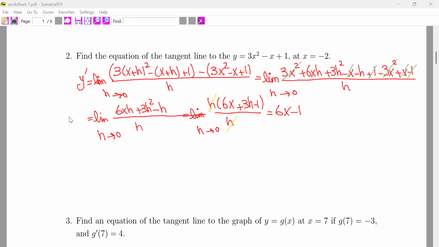Now, using the point that is given to us, x equals negative 2, the slope will be 6 multiplied by negative 2 minus 1, which is negative 12 minus 1, negative 13. Now, having this slope, and the point that is given to us, we have x as negative 2, and by plugging in x equals negative 2 into the function, we get 3 multiplied by negative 2 squared minus negative 2 plus 1, and the answer will be 15.